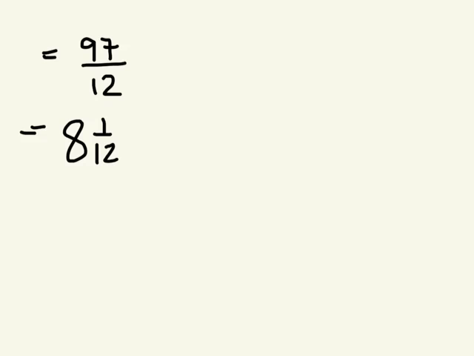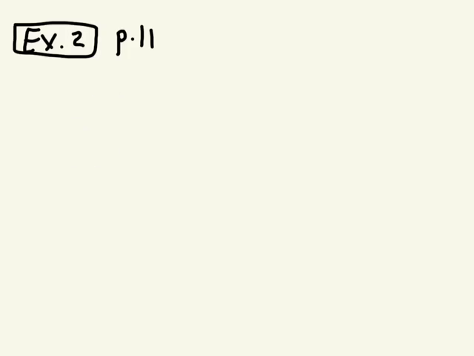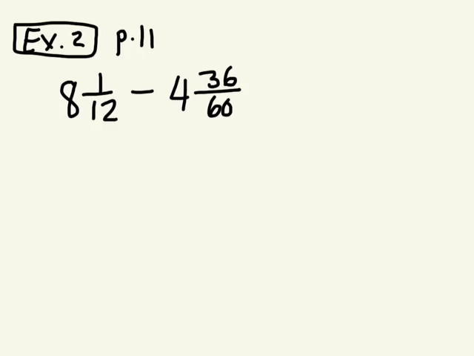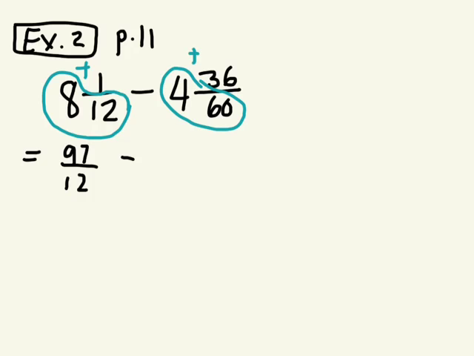1/12. Now, when you talk about time, you wouldn't say 8 and 1/12 of an hour, would you? Now we're going to look at subtracting 8 and 1/12 minus 4 and 36 out of 60. Okay, so what is 8 and 1/12 as an improper fraction? So again, we're going to multiply 12 times 8 and add 1. What do we get? Okay? Good. 97/12. Take away, what's 4 times 60 plus 36?